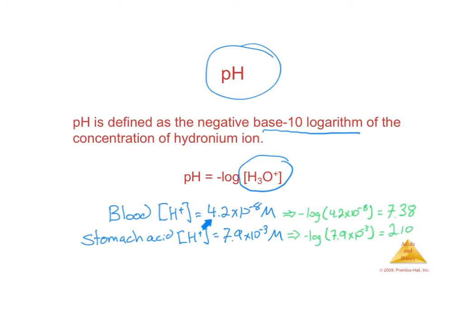So when we take the negative log of these hydronium concentrations, for blood, the negative log of 4.2 times 10 to the minus 8, we get a pH of 7.38. Much easier number to handle. When we take the negative log of the hydronium concentration in your stomach acid, 7.9 times 10 to the minus 3, we get 2.10. Again, much easier to handle.